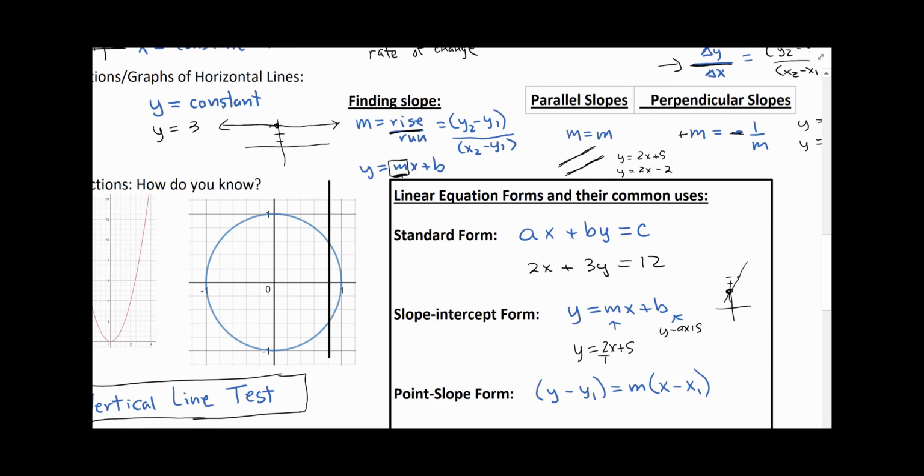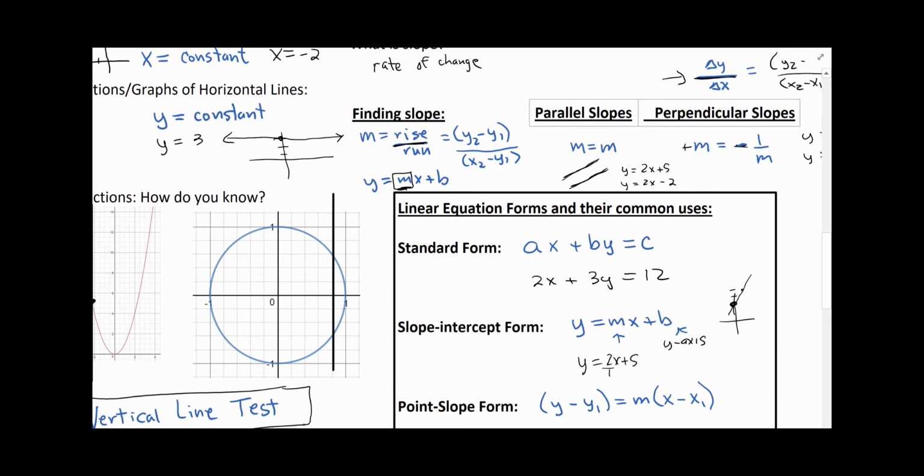And then point slope form. If you're given coordinate points and you're given the slope, or if you're given 2 coordinate points, you would find the slope, then with the slope and one of these points right here, you would plug it into the point slope form, and then you'd solve for y, and then you could graph it. All right, that's it for this one.